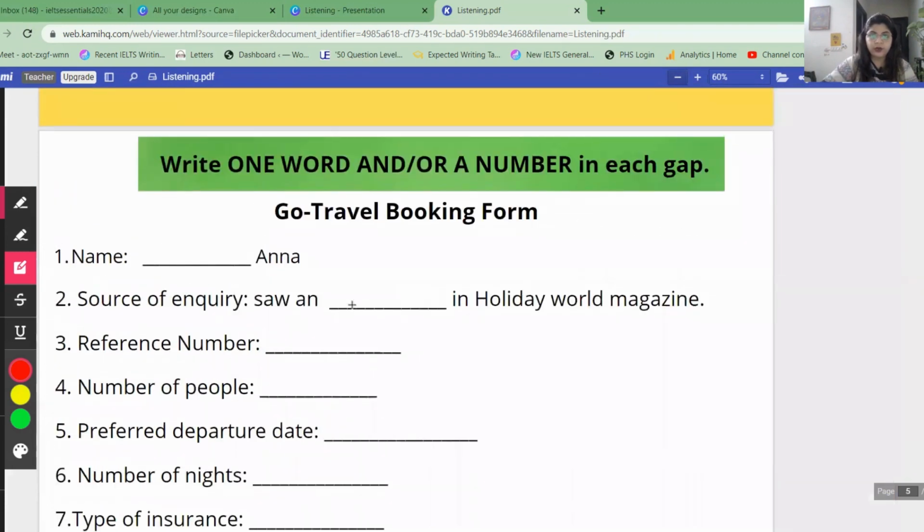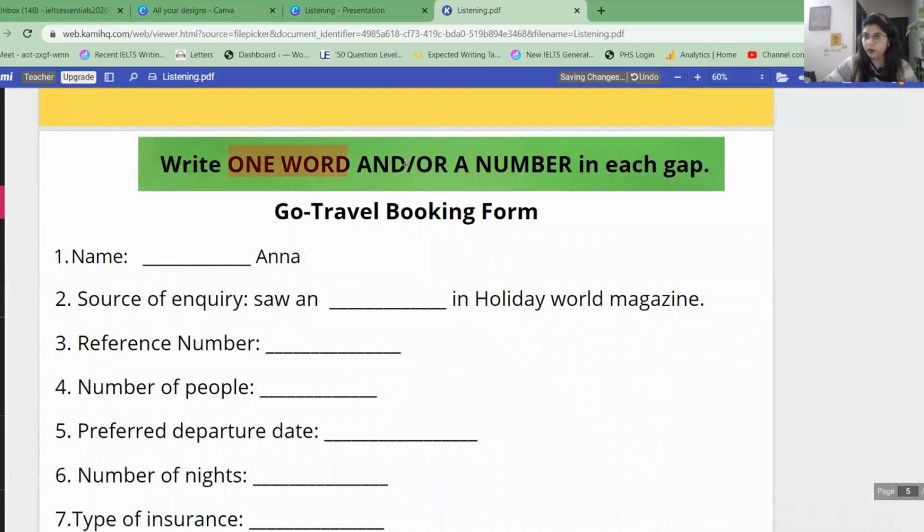Now read. First of all, what you will do is, as I said, we will read the instructions. Now, what are the instructions? Write one word and/or a number. What does it mean? That either your answer will be one word, or it can be a number, or it can be a combination of both, because they have written "and" here, one word and a number. So it can be a combination, it can be one word, or it can be a number. So this is how our answers will go.